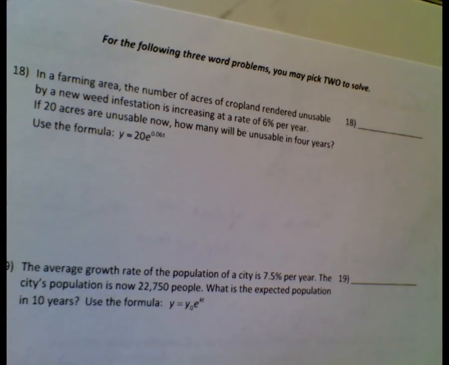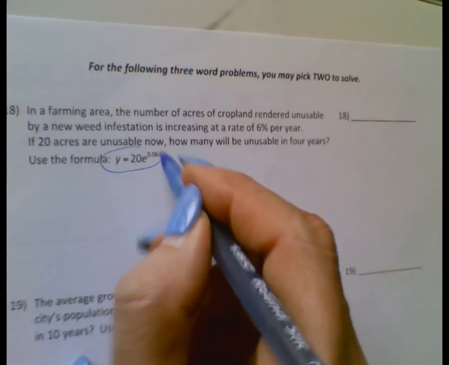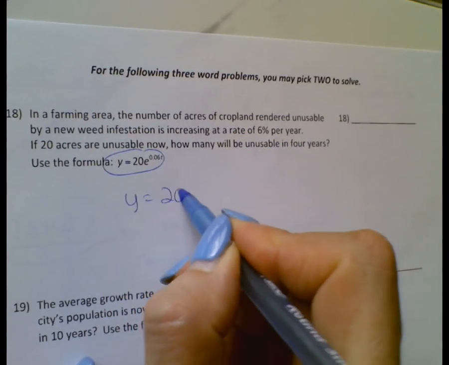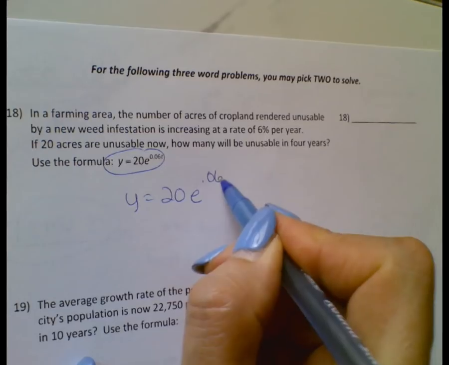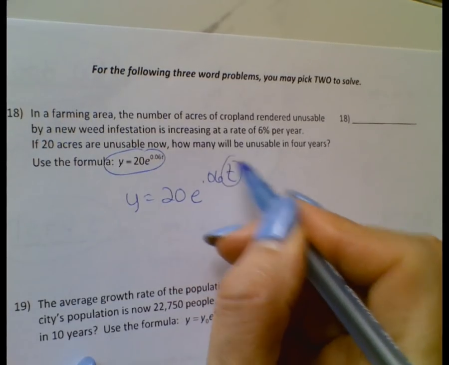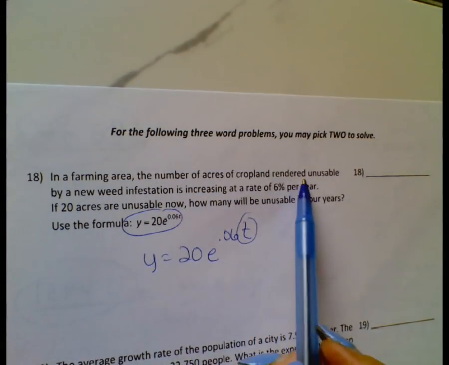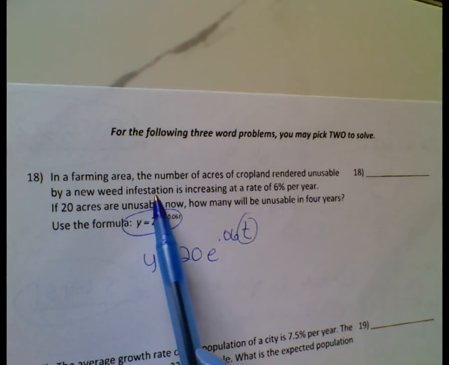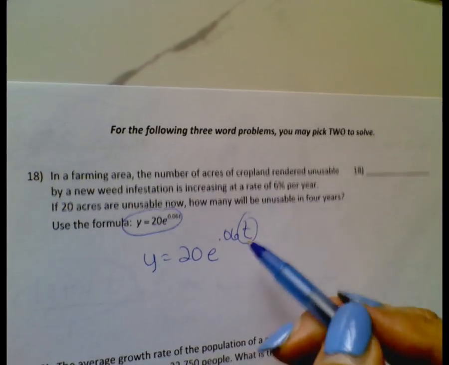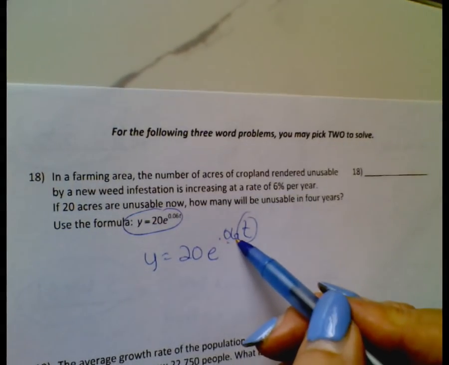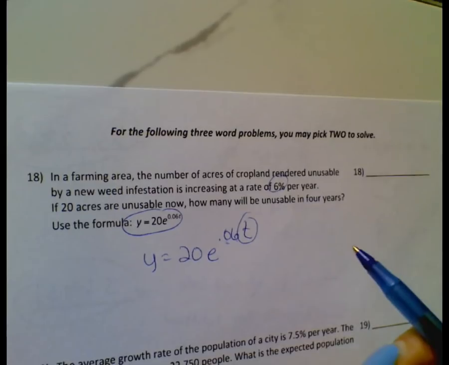And 3 word problems, and then we're done. All right, so they actually are giving you the problem, and all you have to do is fill in one thing, which is the t. So let's read. The number of acres of cropland rendered unusable by a new weed infestation is increasing at a rate of 6%. You see how there's a 0.06 right here? They've already got that in, taken care of.